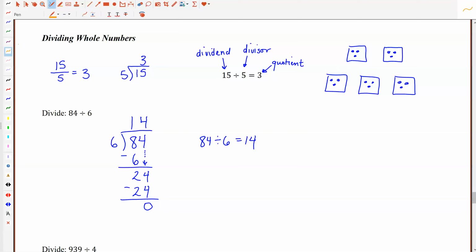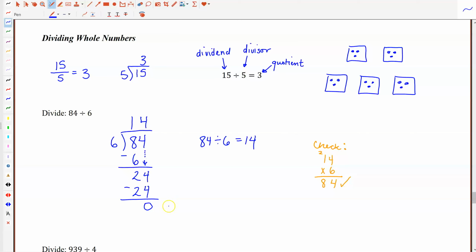Division always has a related multiplication problem, so if you're not sure if you've done this correctly, you can check it. So what must be true then is if I take 14 and I multiply it by 6, I need to get back to 84. Otherwise I've done something wrong. So let's go ahead and just do that multiplication real quick. 6 times 4 is 24. We'll put down the 4, carry the 2. 6 times 1 is 6, plus 2 is 8. I wanted 84. I got 84, so it checked out.